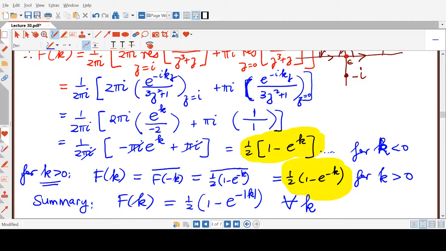When k is 0, the exponential will be 1. 1 minus 1 is 0. Half of 0 is 0, yes?